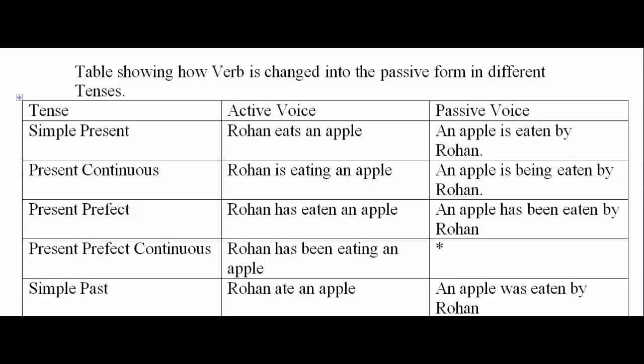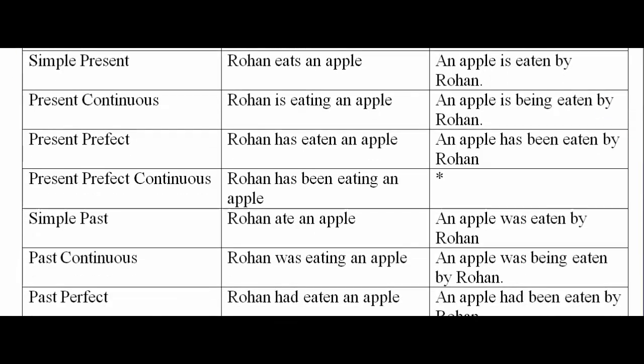Okay, now in the present continuous tense, Rohan is eating an apple. In the passive form, this will be an apple is being eaten by Rohan. Alright? Present perfect, Rohan has eaten an apple. In the passive, an apple has been eaten by Rohan. Present perfect continuous, Rohan has been eating an apple.